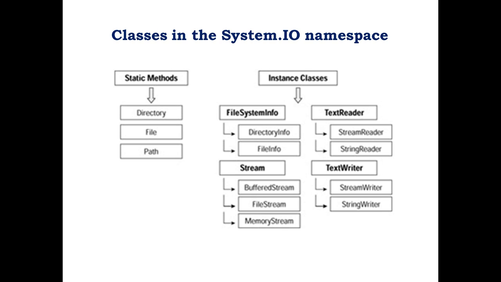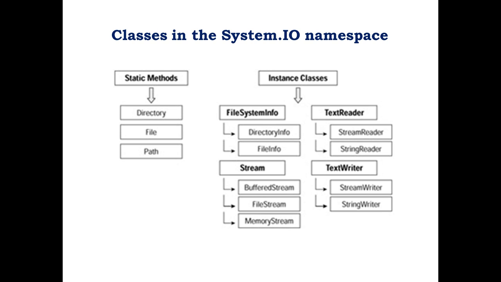Static methods and instance classes. There are 3 important static classes: the directory class, file class, and path class. These are static methods and cannot be modified. Instance classes can be modified dynamically at runtime. There are 4 important topics discussed here as instance classes: file system info, text reader, stream, and text writer.